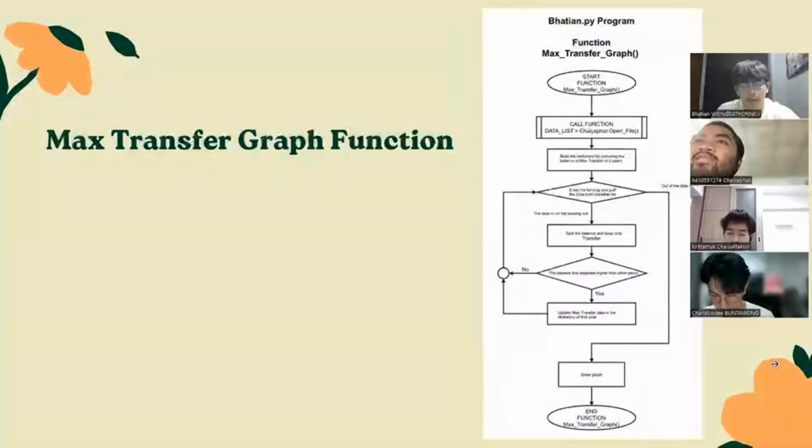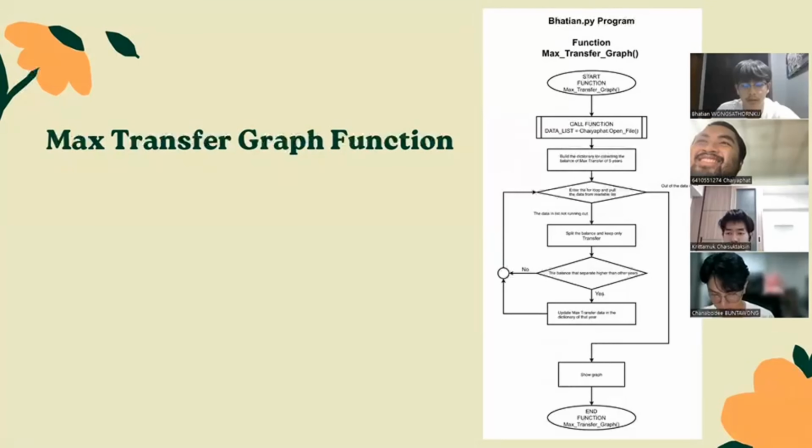Next is max transfer graph. So it will start with open text file and collect the data in list. Then it will create the dictionary for collecting the balance of max transfers of 5 years. Then it will enter the decision in for loop and collect the data from list one by one until it runs out of the data. Then it will separate the higher value, and then it will update into the dictionary.